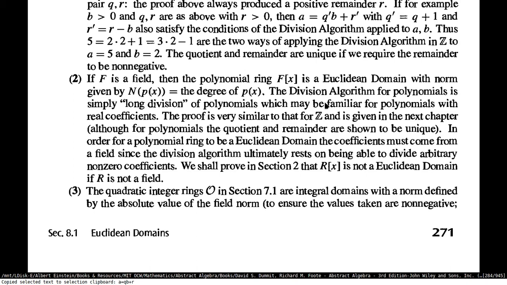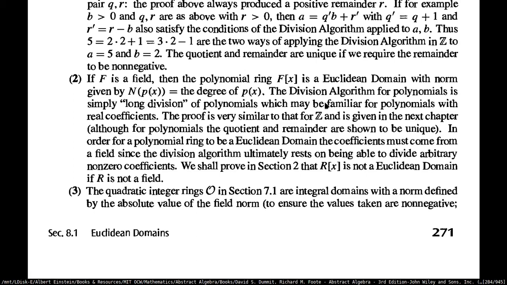If we had to prove that this is actually a Euclidean domain, you have to show that the quotients and remainders work nicely with the conditions. And that's given in the next chapter, where the polynomial rings are discussed in detail, which we're not going to do in our course.